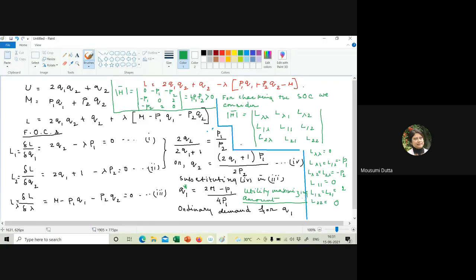So next, let's derive the compensated demand curve. So please write down. To derive the compensated demand curve, we minimize the consumer's expenditure subject to utility constraint.